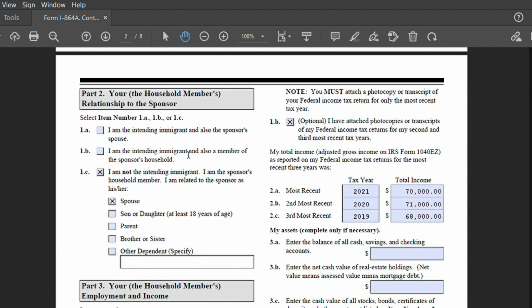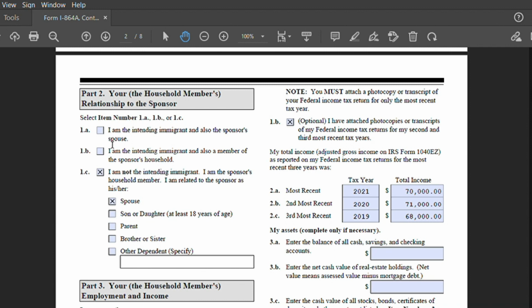In part 2, they're asking to provide your relationship to the sponsor. So here you have several options from which you can select. You can either select that you are the intending immigrant and also the sponsor's spouse. This will only be applicable if you, the intending immigrant, will be bringing derivative applicants with you. If you will not have any derivative applicants and you're the only person immigrating, in this case, you do not have to fill out Form I-864A.